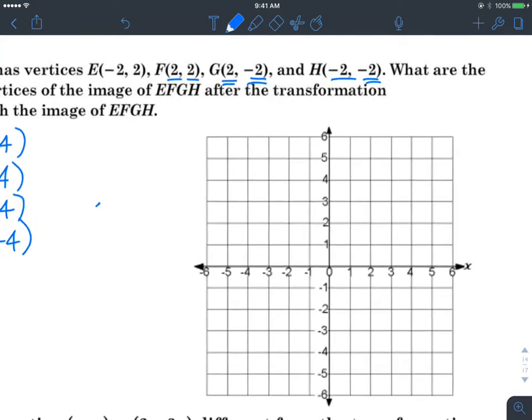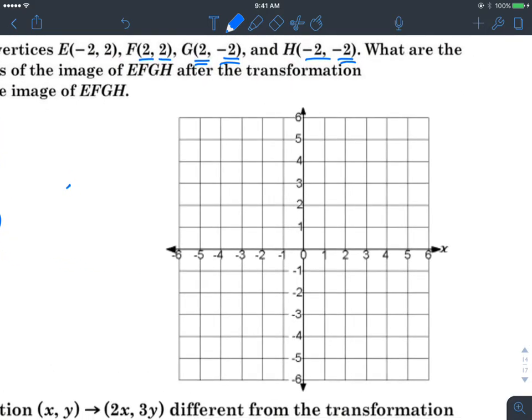And then graph the image. I'm going to go ahead and graph the original as well, the pre-image, just so we have it. So -2, 2, 2, 2. Oh, so this is looking like it might be a square. 2, -2. Yeah, so this is a square. And then we're going to do a horizontal stretch and vertical stretch at the same time.